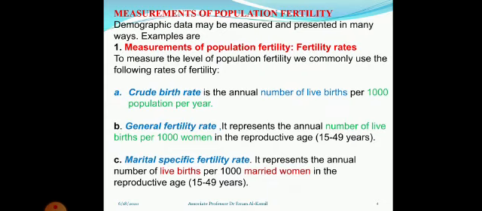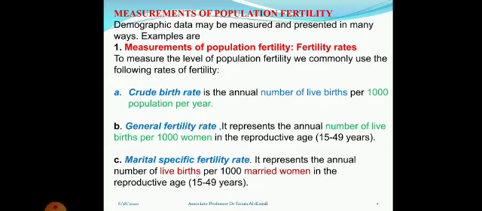There is a group of indicators. The first are fertility indicators. This includes first the crude birth rate, which is defined as the annual number of live births per thousand population per year. How many live births were given per 1,000 of population in a specific place in a specific period of time. It is calculated by the number of live births divided by the total population multiplied by 1,000.